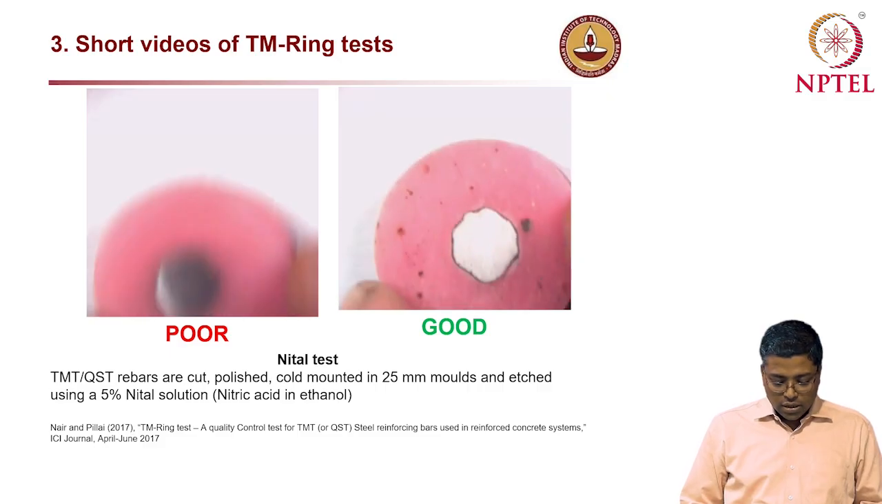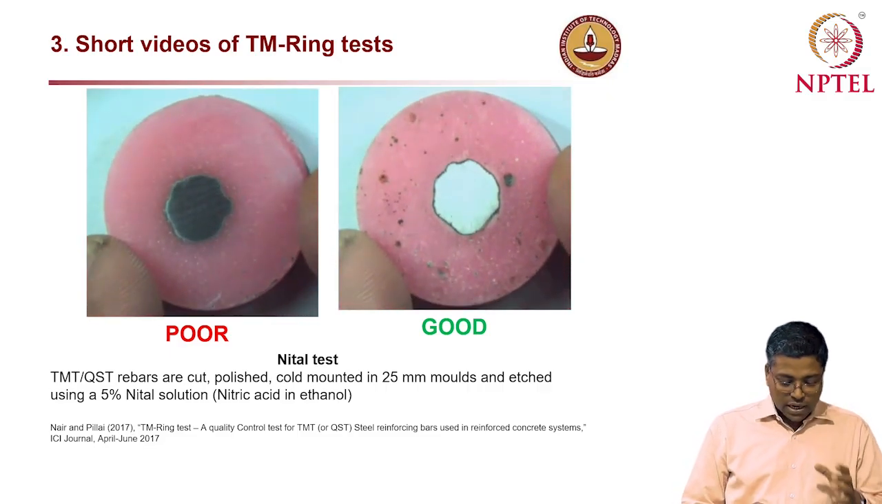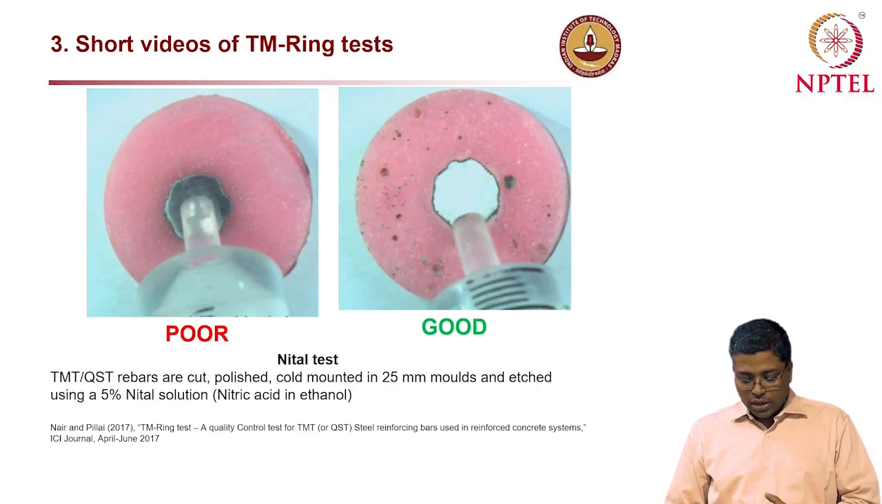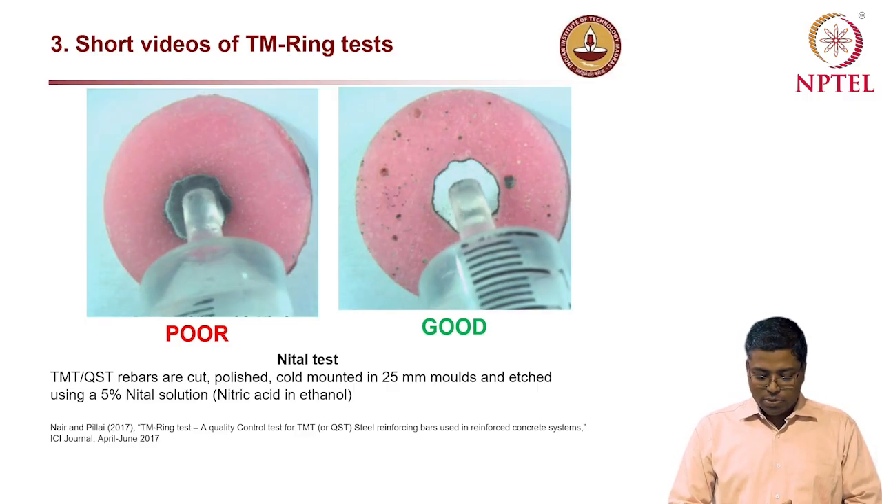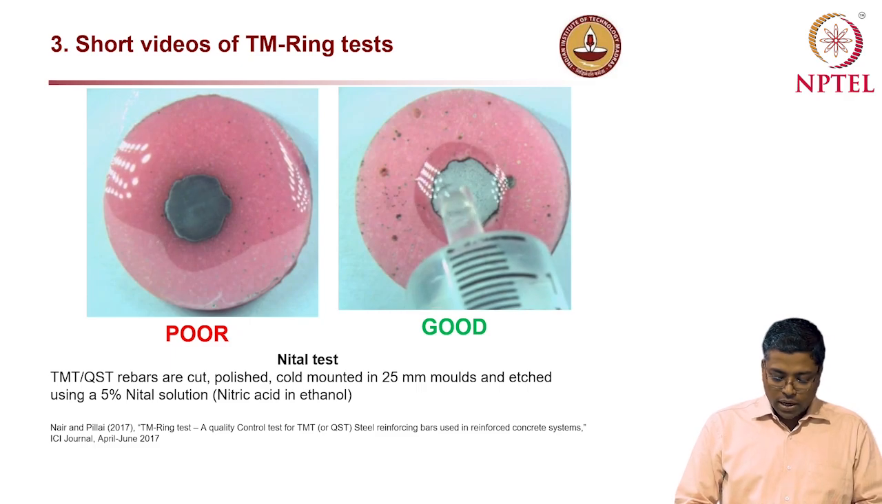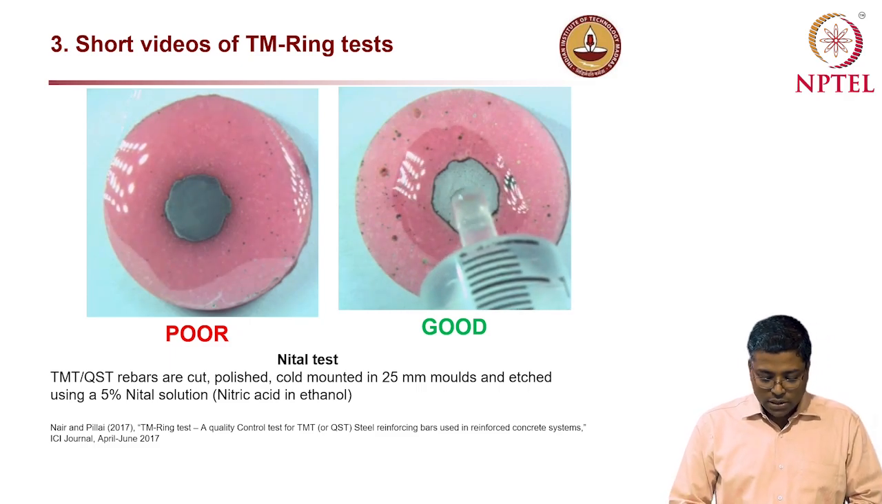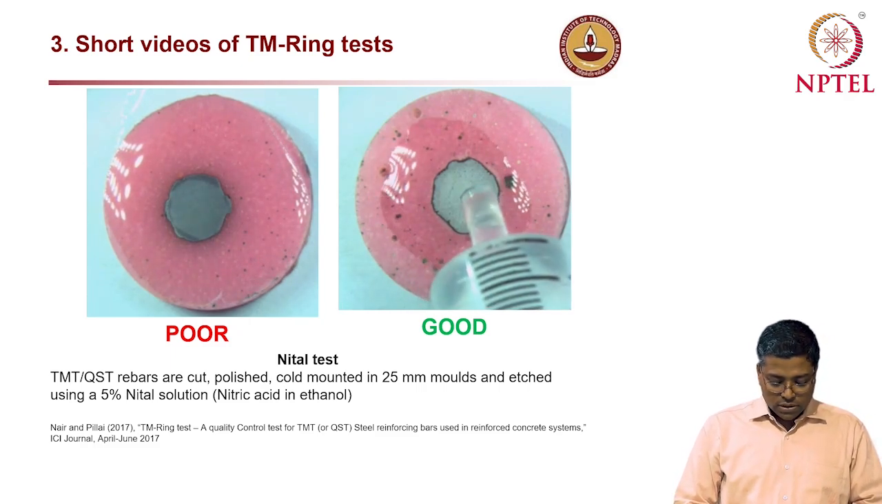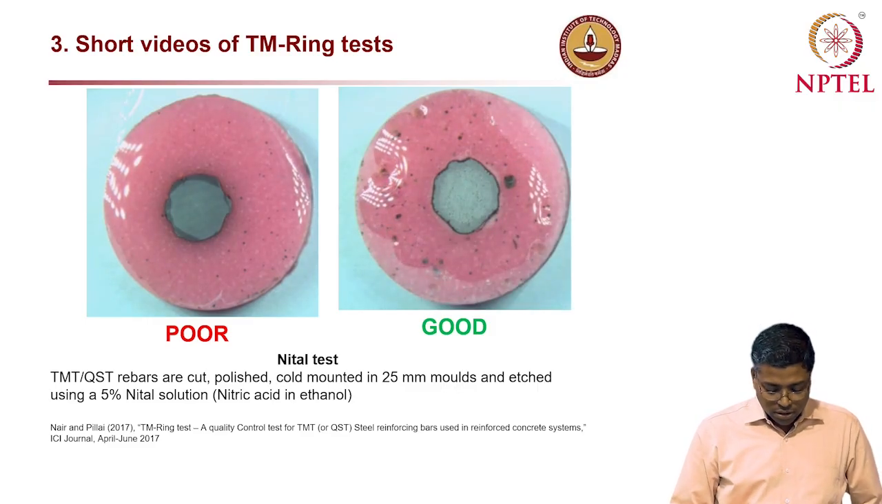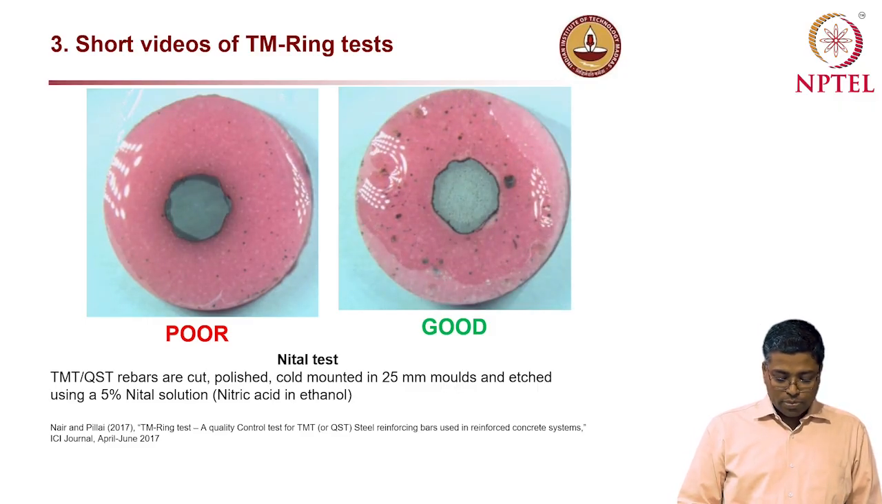So you can see this video here. On the left side is a poor quality rebar specimen. On the right side it is a good quality rebar specimen. So you can see now we have placed this Nital solution, which is basically nitric acid in ethanol, not in water, in ethanol. So 5% Nital solution.